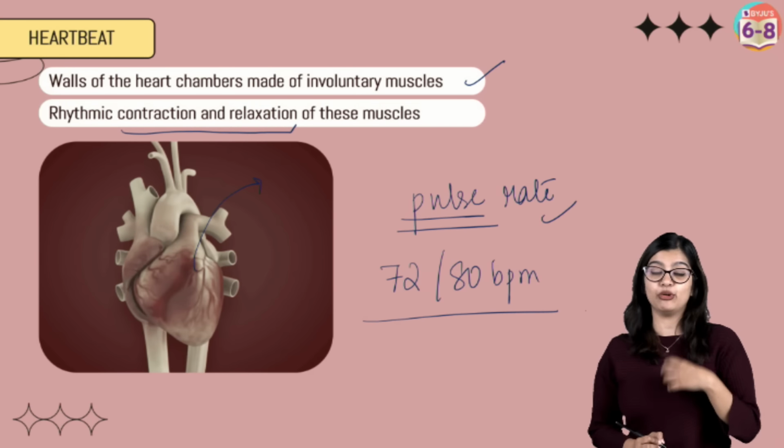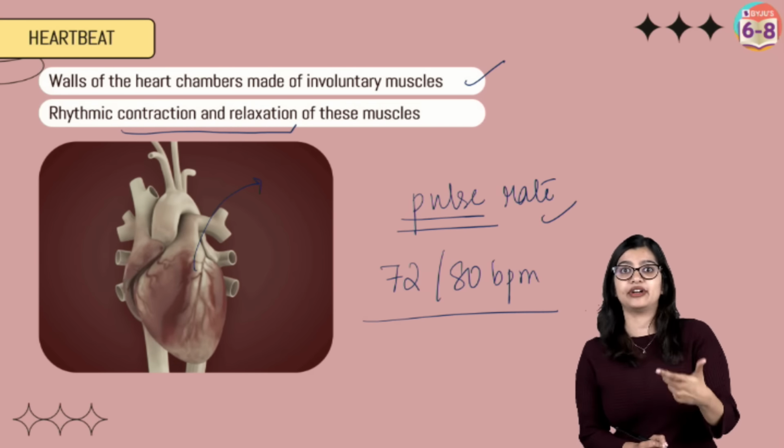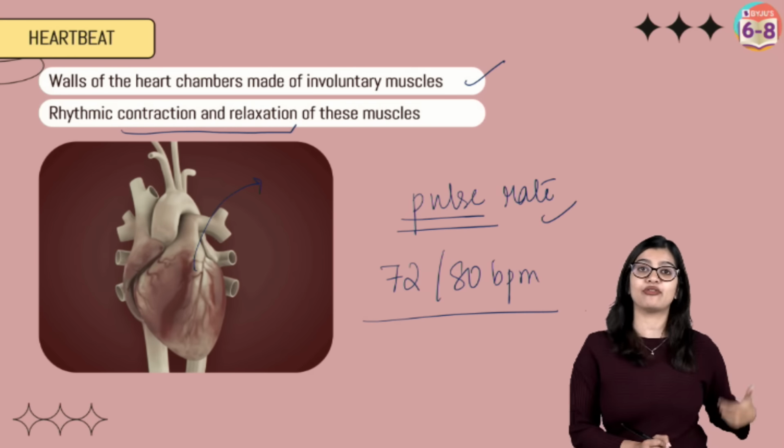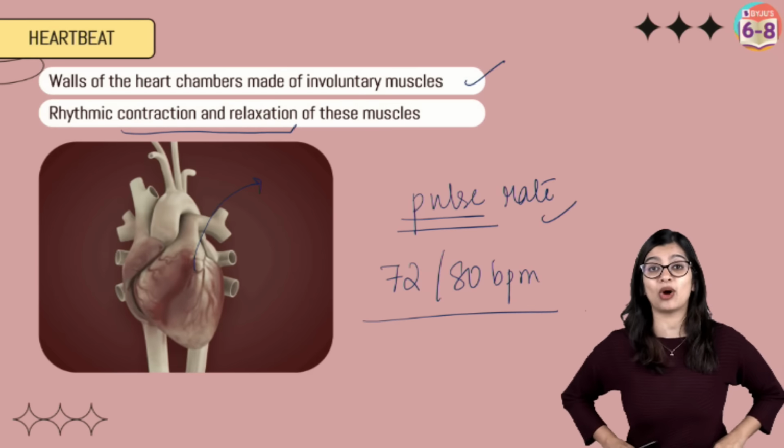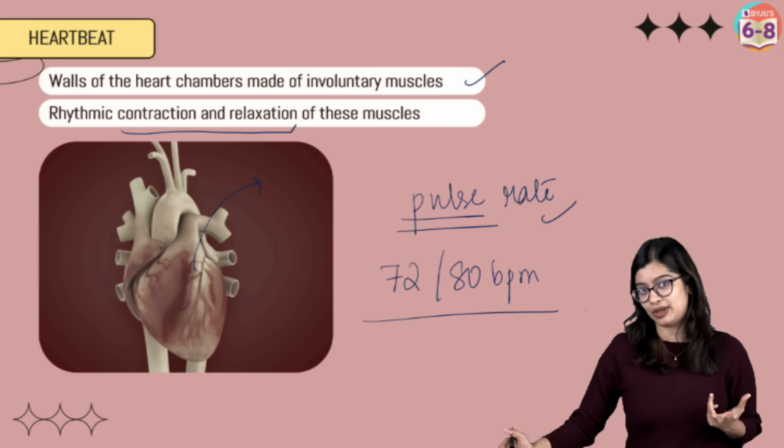Similarly, heart rate is the number of heartbeats per minute. So there's not much of a difference between pulse rate and heart rate, but one thing you need to understand is how we calculate it.